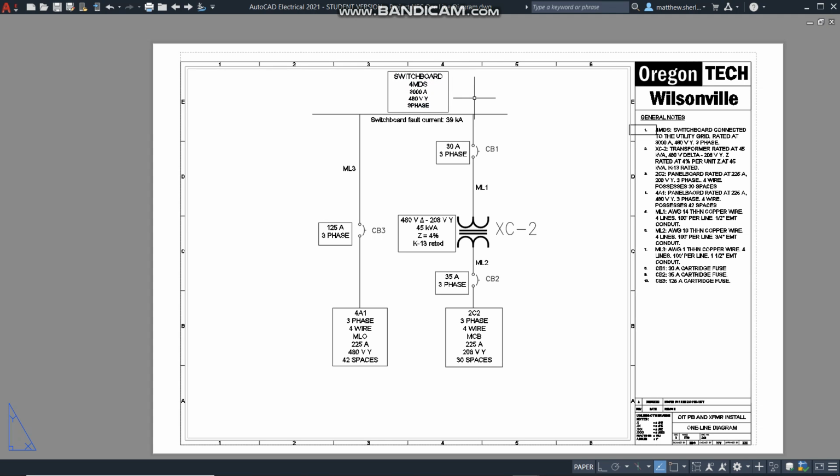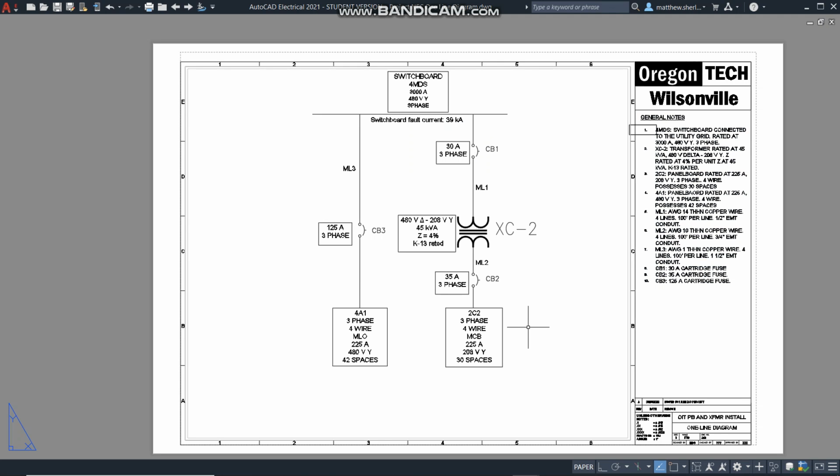at 480 volts and 3000 amps. Panel board 2C2 is only 208 volts and 225 amps, thus it is connected to this Schneider Electric transformer, and that has a ratio from 480 volts to 208 volts, and then the 480 side of the transformer is tied to the 480 volt switchboard.